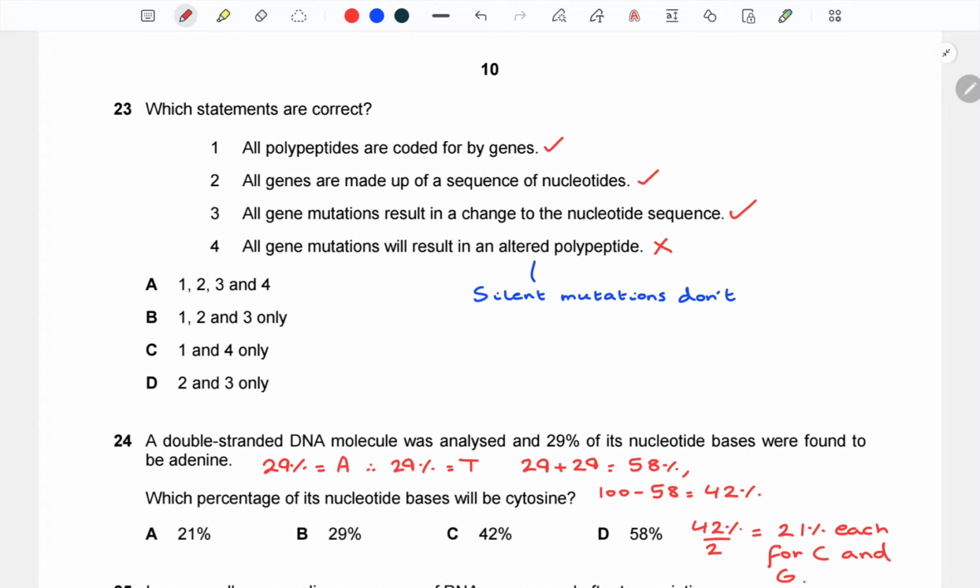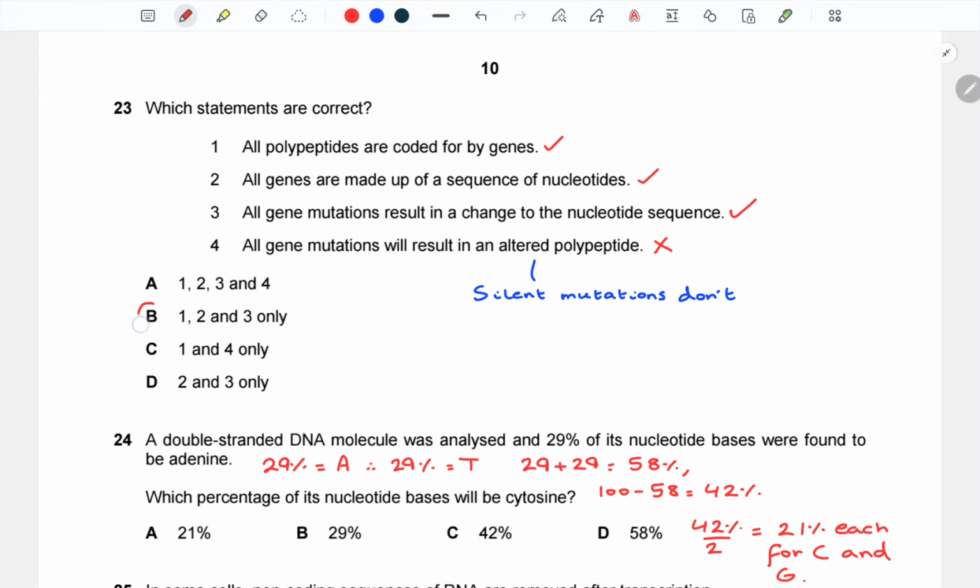23. Which statements are correct? All polypeptides are coded for by genes. Of course, correct. All genes are made of a sequence of nucleotides. Correct. All gene mutations result in a change to the nucleotide sequence. That is also correct. All gene mutations will result in an altered polypeptide. That is wrong, because for example, if you look at silent mutations, in these mutations, the nucleotide base sequence is altered, but it still codes for the same protein. So hence, this does not result in an altered polypeptide. So for 23, our answer should be B.